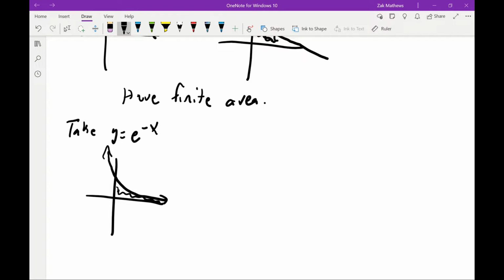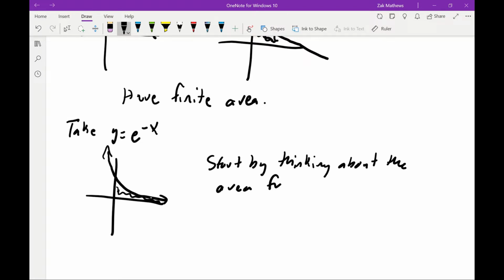Yes. Now, as it stands, if we were to try to set up an integral for this, we'd have the integral from 0 to infinity, and that doesn't make sense. We can't just keep taking larger and larger values. We can't plug in infinity. So let's start by thinking about the area from x is equal to 0 to x is equal to b, where b is just some finite number. We're not defining what it is, but it is what it is. And so we could easily find that area. The area would be the integral from 0 to b of our function e to the negative x dx.